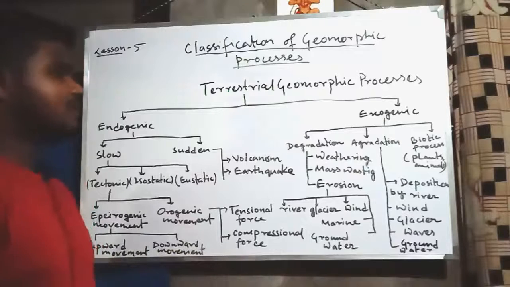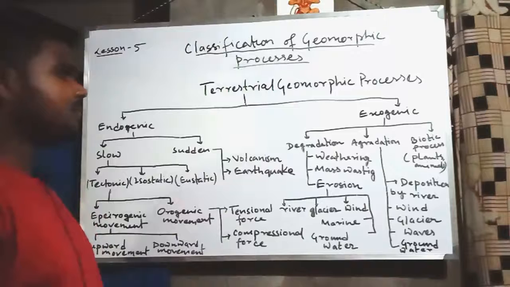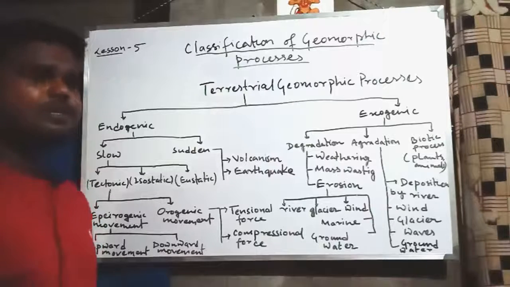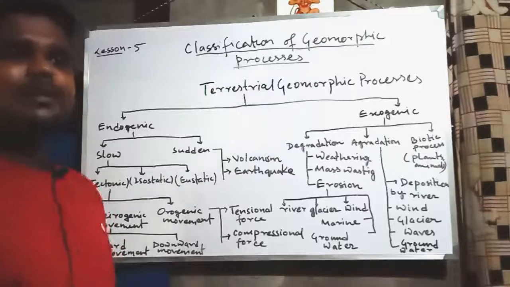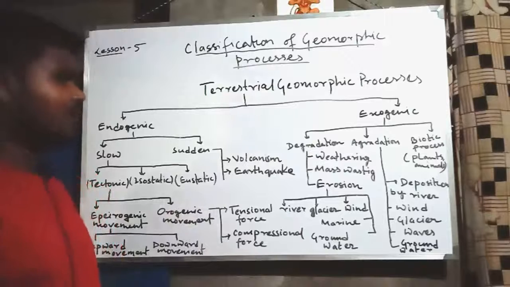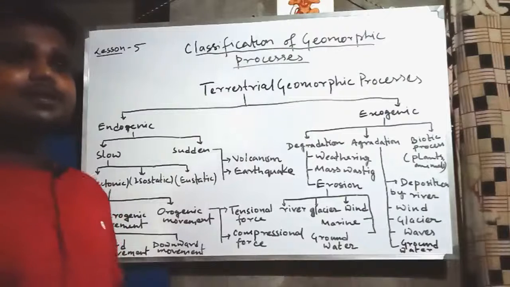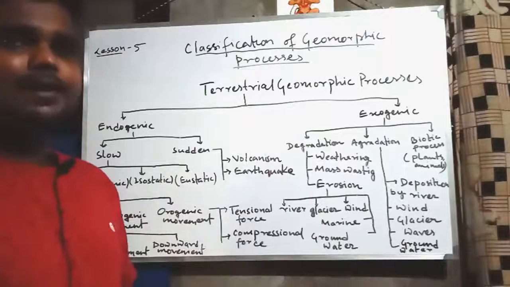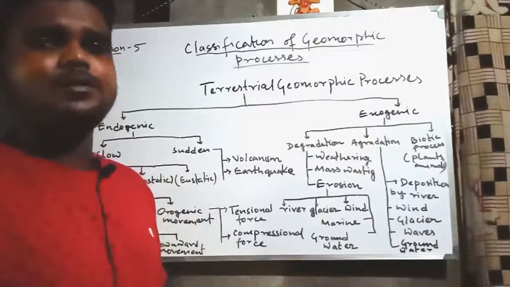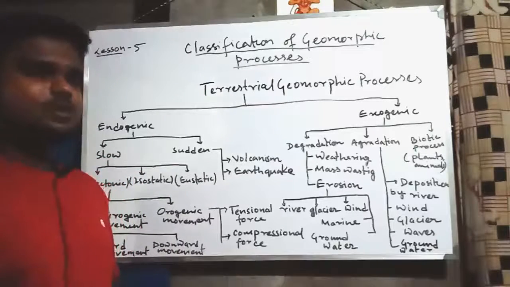Now next is the exogenic process. The exogenic process mainly includes the degradation, aggradation and biotic processes. So what is degradation? Degradation includes the degradation of the land surfaces, where the land surface mainly degrades by some exogenic agents like weathering, mass wasting and erosion. Weathering mainly occurs when the sun directly impacts the crustal rocks or other landform features, and it removes the upper layer of those rocks or landform features by combined action with the exogenic processes.